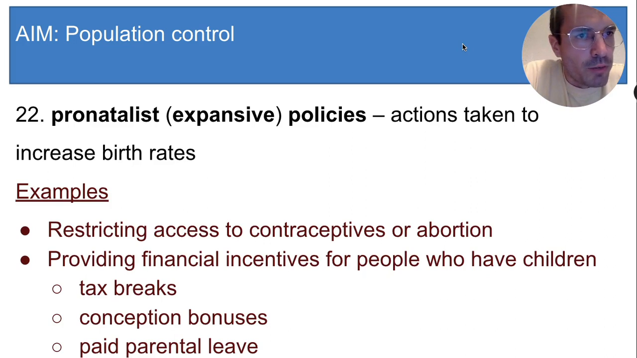One way that a government might increase birth rates is by restricting access to contraceptives or to abortion, perhaps by criminalizing them. Another more common approach is to give citizens some kind of financial incentive to have children. This could take the form of providing tax breaks for parents, cash bonuses for anyone who conceives a child, or paid parental leave, which means that parents can take time off work to raise kids without losing any money.